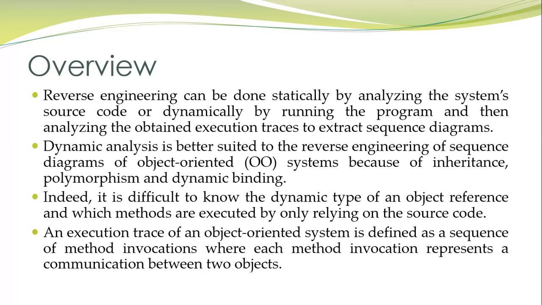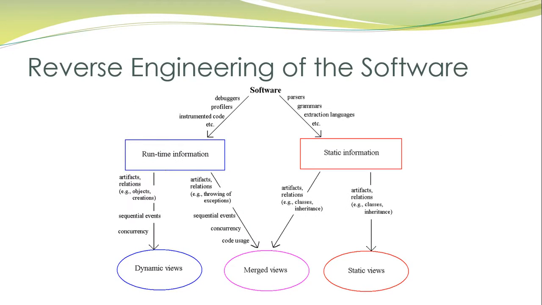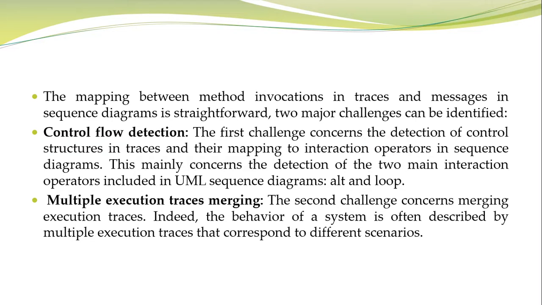An execution trace of an object-oriented system is defined as the sequence of method invocations where each method invocation represents a communication between two objects. Here is the diagram of reverse engineering of the software. Regarding the diagram, the mapping between the method invocations in traces and messages in sequence diagrams is straightforward.